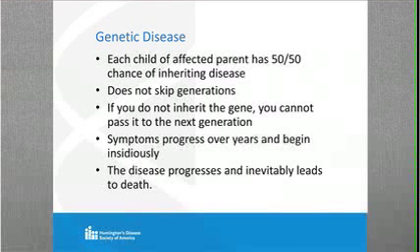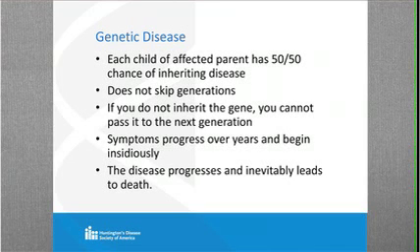Getting back to the genetics a bit, to expand on this, each child with an affected parent has a 50-50 chance of inheriting the disease. So this is regardless of whether the parent is the mother or father. Every child of a parent has a 50-50 chance of developing the disease. It does not skip generations, and if you don't inherit the gene, you can't pass it on to the next generation. That was George Huntington's contribution to the literature. The symptoms do progress over years and develop and begin insidiously, whether it's the motor signs, the psychiatric or behavioral side, or cognitive aspects of the disease.